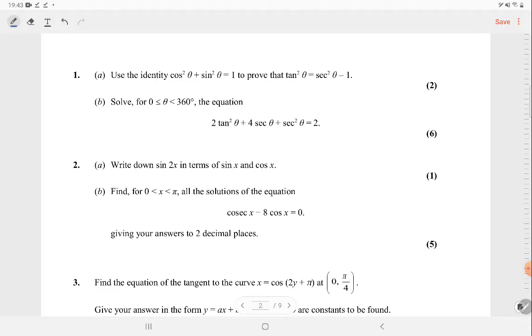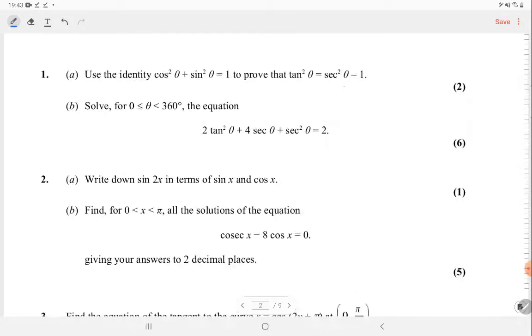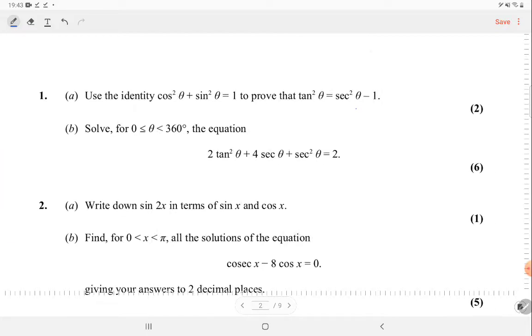Okay, so using this one to get to that, not that hard, just 2 marks. What you're going to do here is write it out first, because that's the one thing I like to do in maths anyways. So I'm going to write this one out first. It's going to be cos squared theta plus sine squared theta is equal to 1.